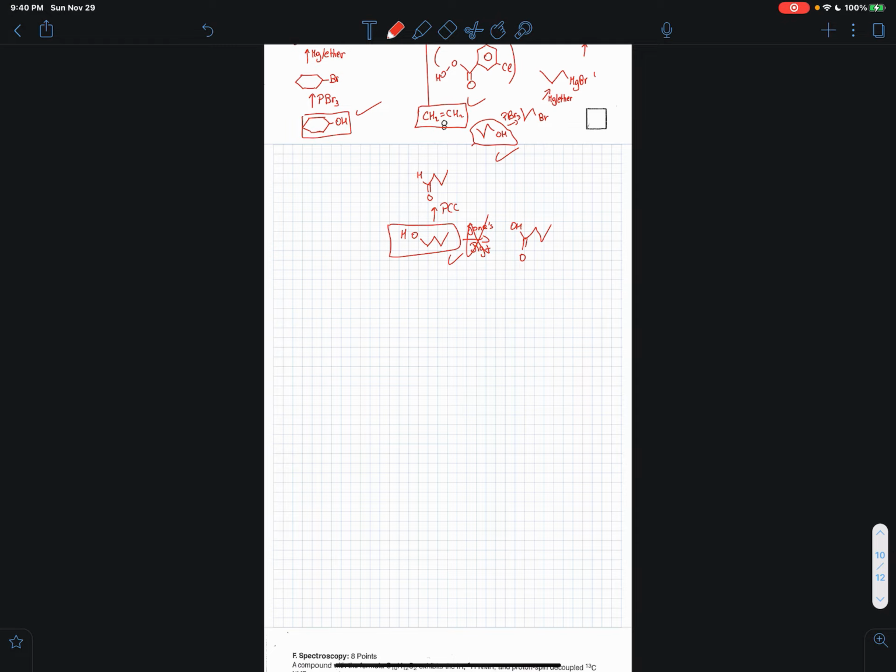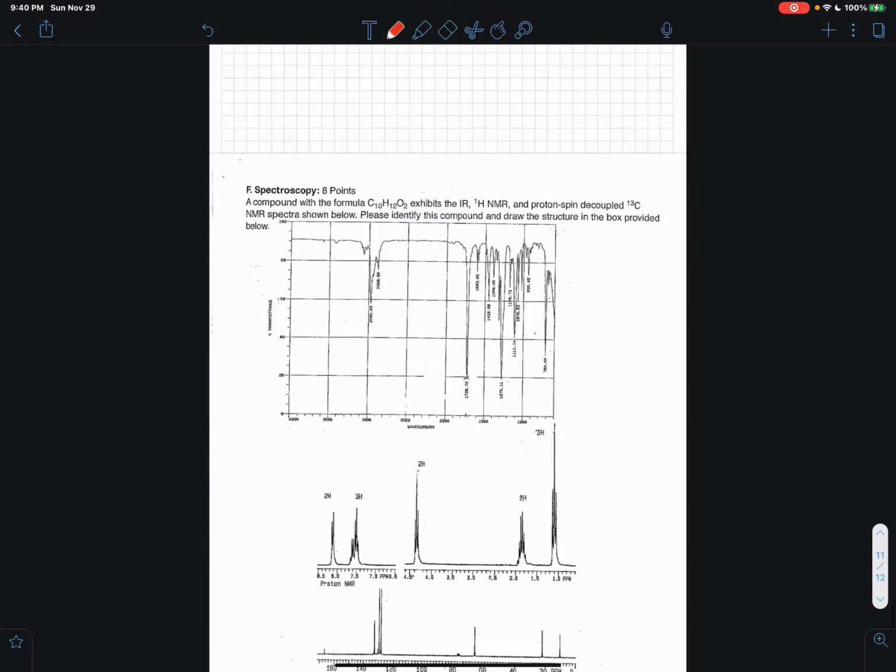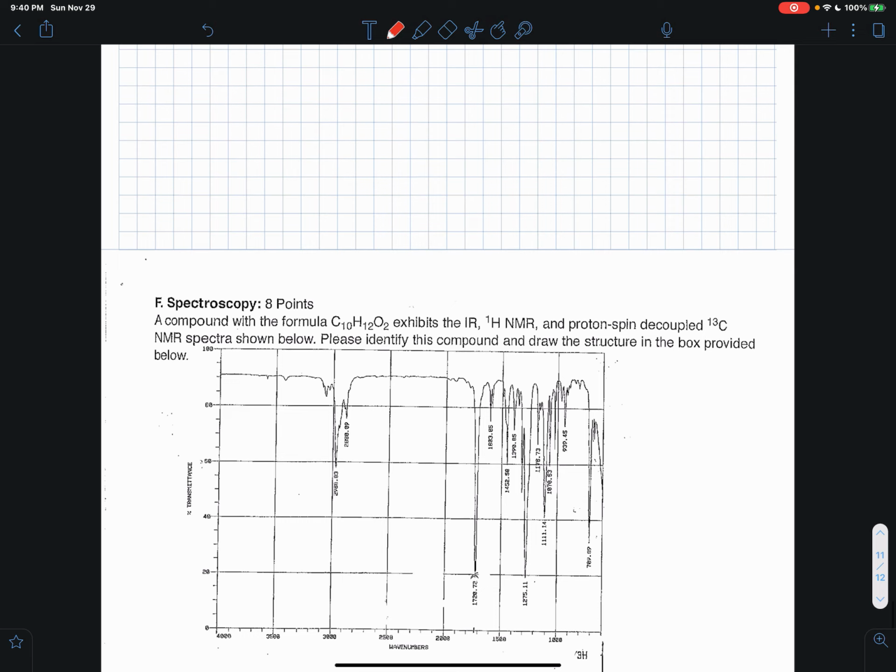All right, so now let's move on to the last problem of the free response before we move on to the multiple choice questions.